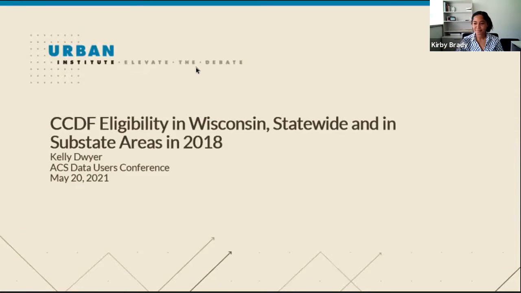Thanks, Dory. As she mentioned, my name is Kelly Dwyer, and I'm a research analyst in the Income and Benefits Policy Center at the Urban Institute. And today I'm going to be telling you about a recent analysis that my team did, where we estimated eligibility in Wisconsin's child care subsidy program, both statewide and in substate areas in 2018, using the ADIS microsimulation model.